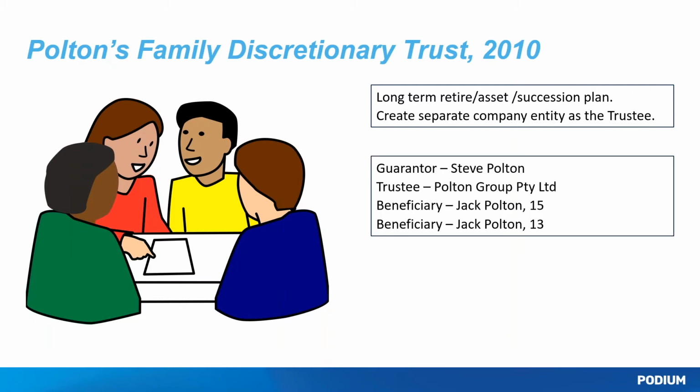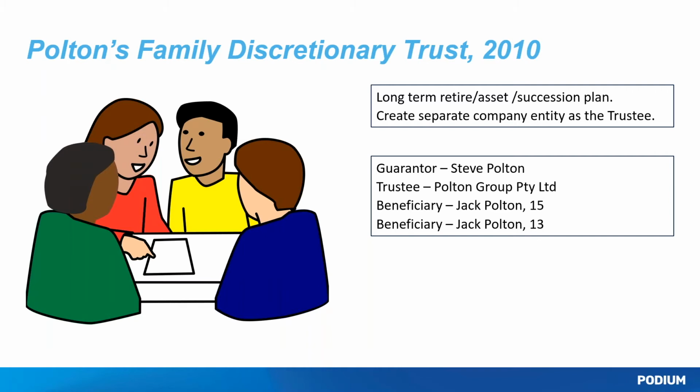Okay. So that means that Steve is the guarantor, the separate company entity, which is Polton Group Pty Limited. I'm pretty sure that should actually be Polton Group Limited. Only human, missed that bit. So Polton Group Limited is the trustee, and we've got the kids, Jack, and that should also be Diane. Paula, you've missed that again. So Jack and Diane, 15 and 13, they are the beneficiaries.